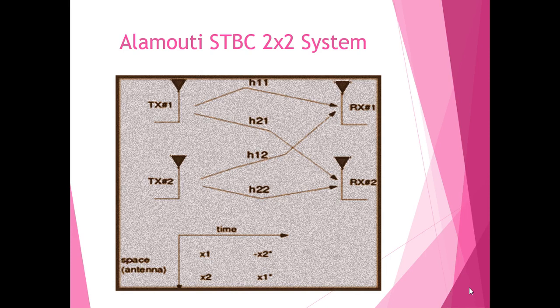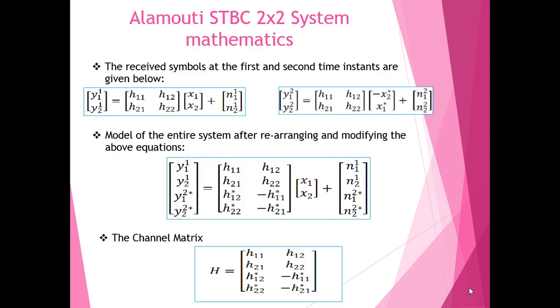Coming over to Alamouti STBC for the 2x2 system. Here the Alamouti scheme has been applied to a two transmitter and two receiver system. In transmit instant 1, y11 and y21 are received at receiver 1 and receiver 2 respectively. x1 and x2 are the transmitted symbols from transmitters 1 and 2 respectively. These are multiplied with the channel matrix. N11 and N21 are the noise powers at receivers 1 and 2 respectively at time instant 1.